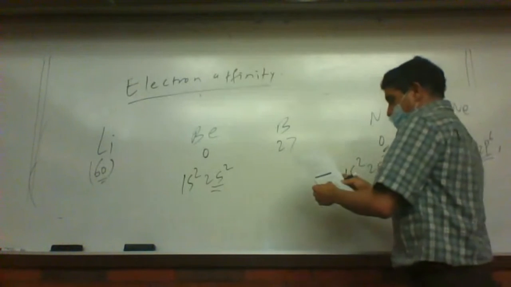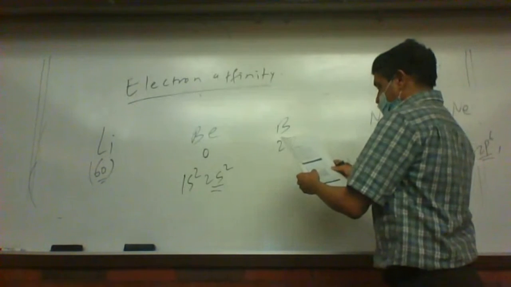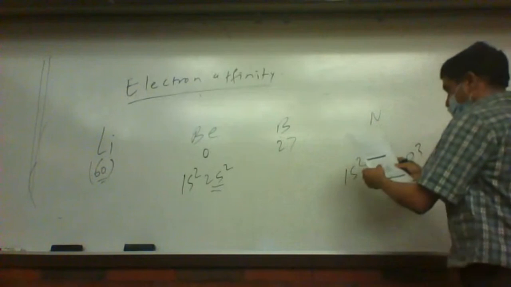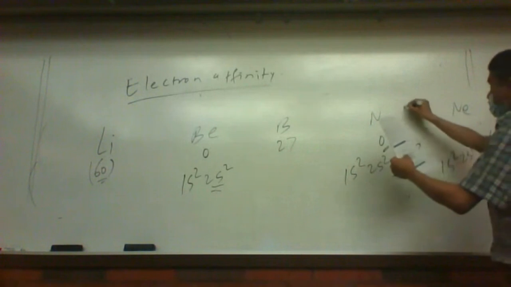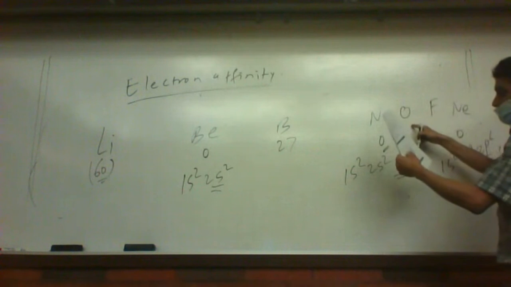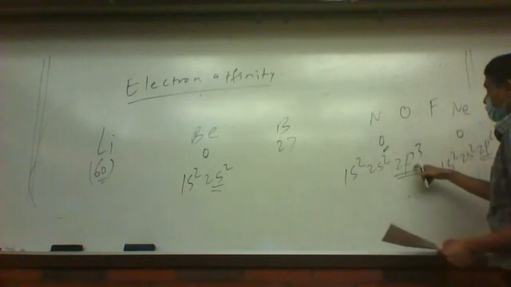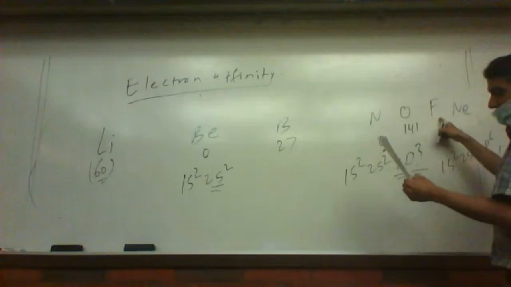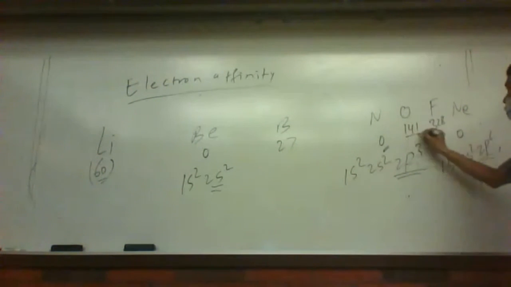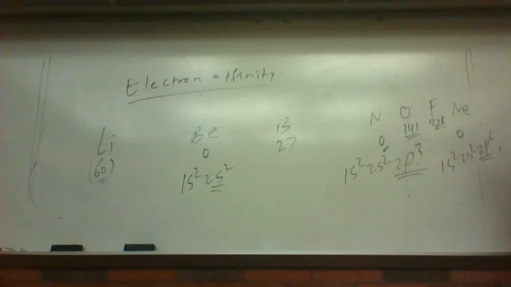Now, let's look at the oxygen here, between the oxygen and fluorine. Nitrogen, here is oxygen, here is fluorine. If you look here, nitrogen is 0 because of the half filled. But if you look at oxygen here, it's 141. And if you look at fluorine, 328, like this. So why is oxygen a large value?